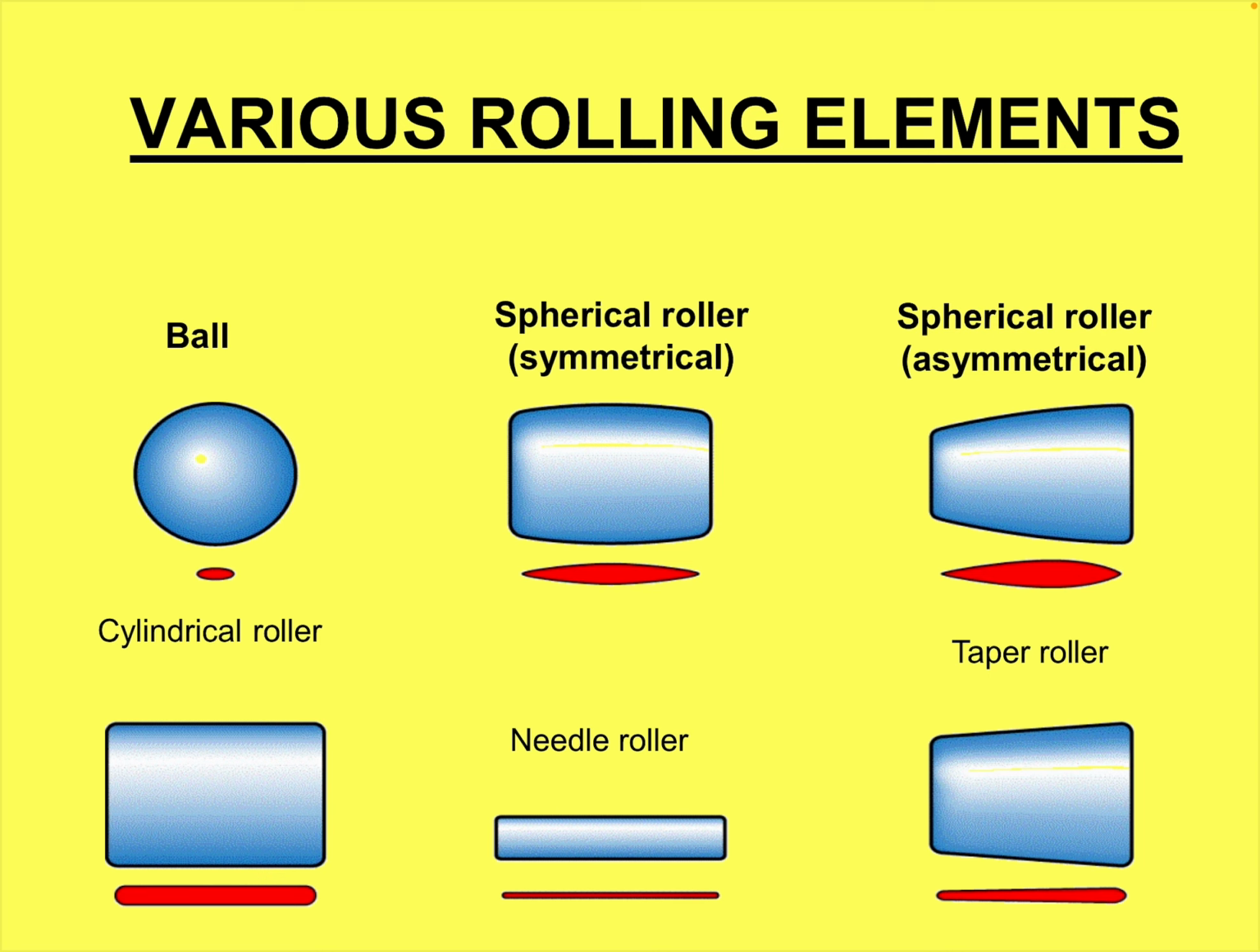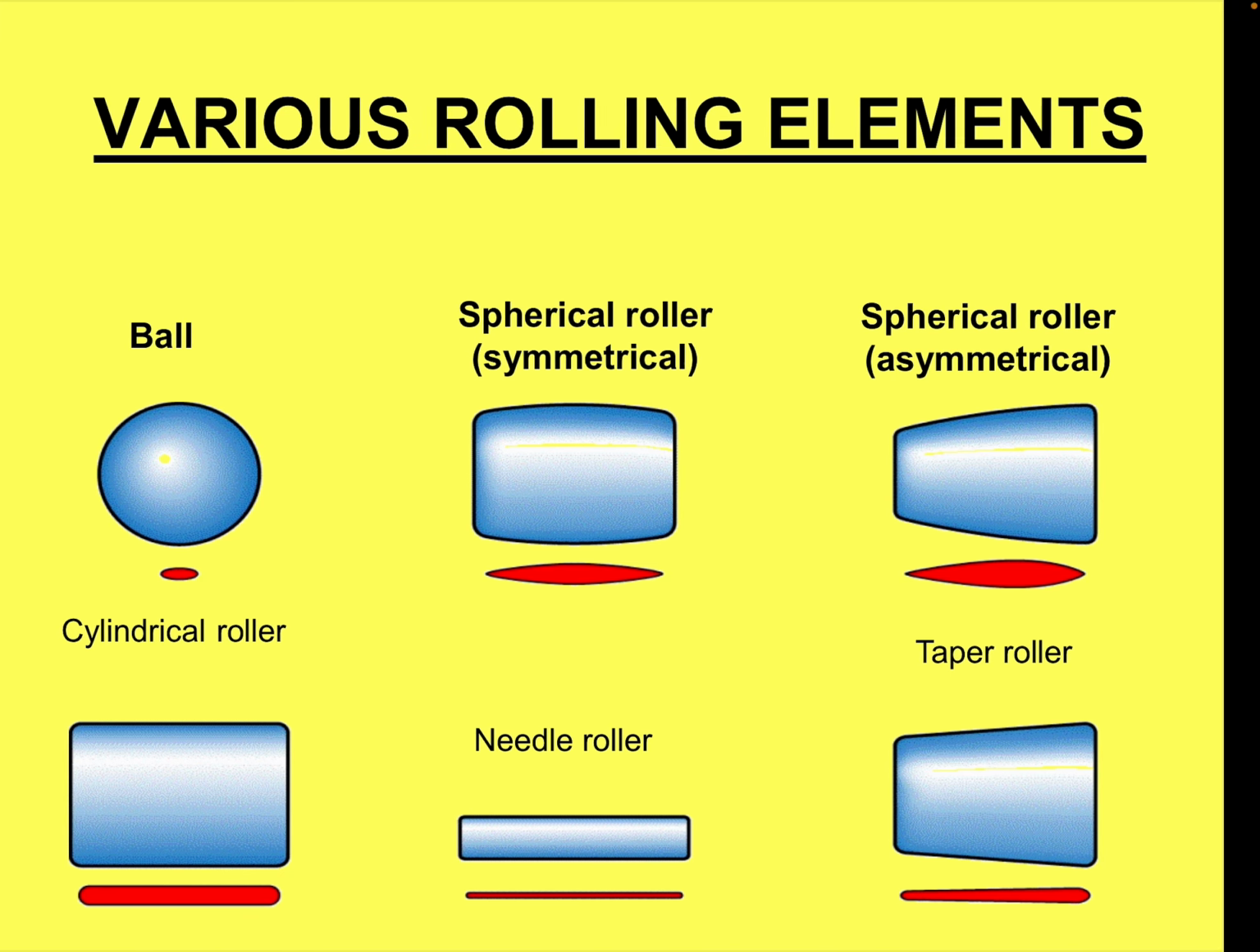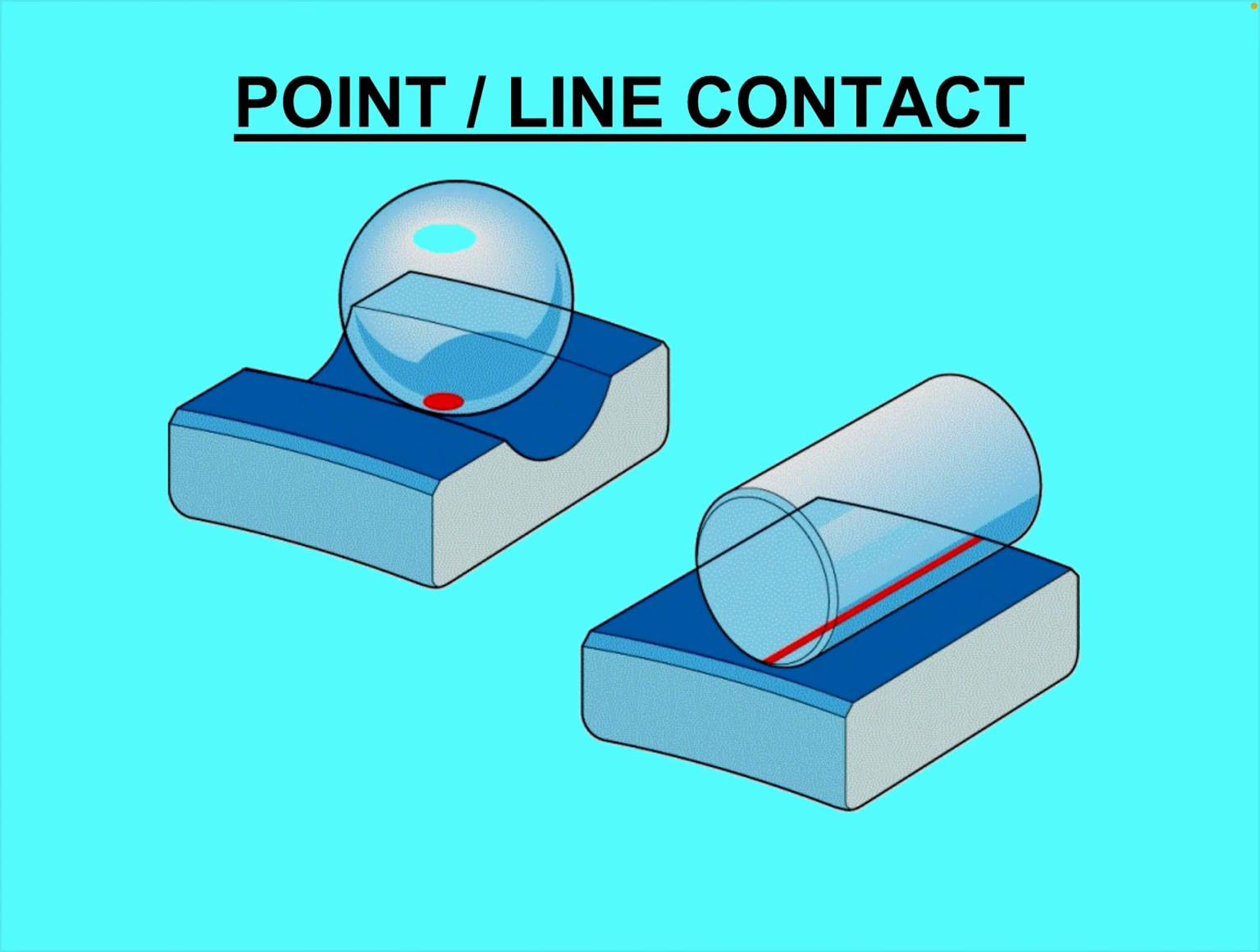Variations of rolling elements: the ball, cylindrical roller, spherical roller. Then the needle roller bearing, taper roller bearing, and rectangle. Point and line contacts. What type of contact angle: 45 degrees, another 25 degrees.